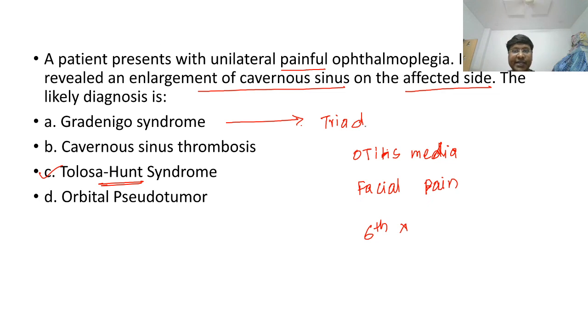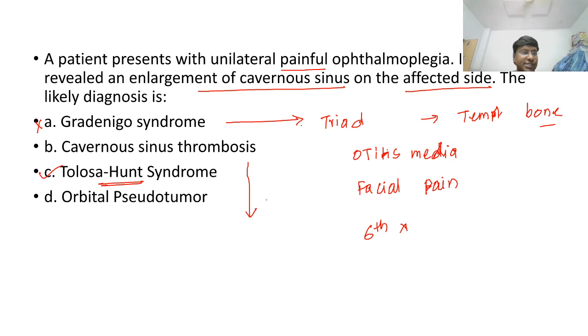And why does Gradenigo's occur? This Gradenigo's syndrome will occur mainly due to infection in the petrous part of the temporal bone. Right, mainly due to infection in the petrous part of the temporal bone, you will develop this particular Gradenigo's syndrome. So your Gradenigo's is ruled out now. Whereas you take the cavernous sinus thrombosis.